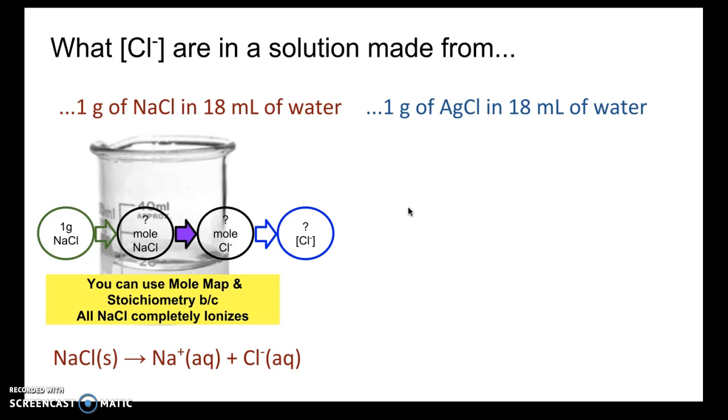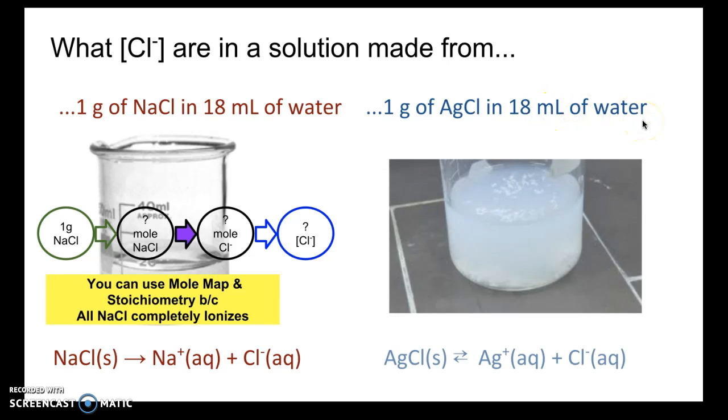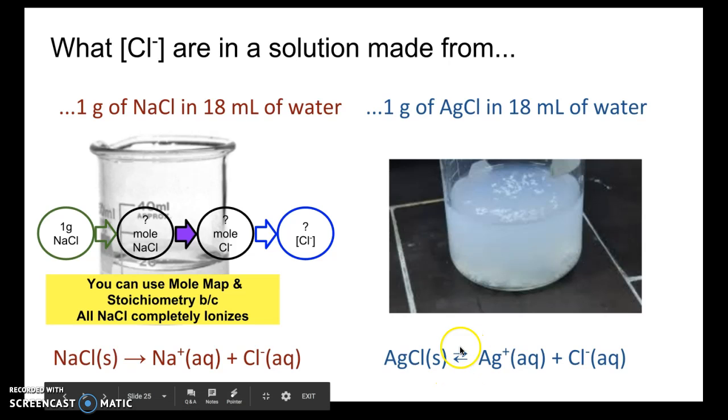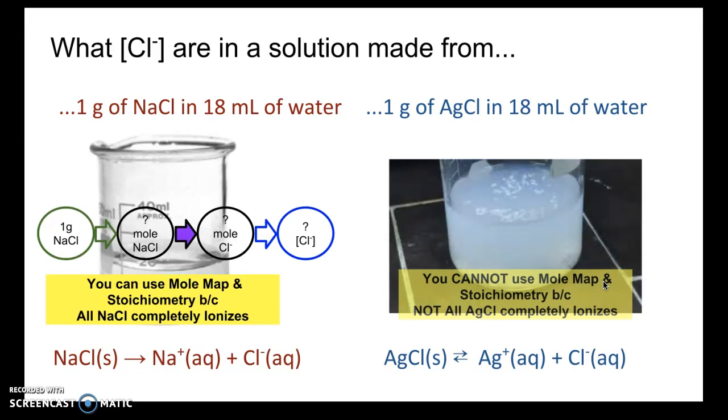What is the concentration of chloride ions in a solution made from 1 gram of silver chloride and 18 milliliters of water? You may remember that silver chloride does not fully dissolve, and we indicate that here with these double arrows. So if you start off with 1 mole of silver chloride and you try to put that in water to dissolve it, you don't know how much of it is actually going to break apart into chloride ions, because some of it will and some of it will stay as silver chloride. Okay, so we cannot use mole map and stoichiometry here, and that's because not all of the silver chloride completely ionizes. So what do we use in that case?